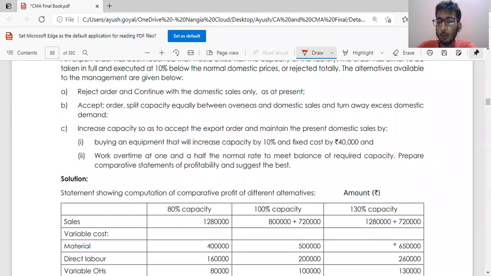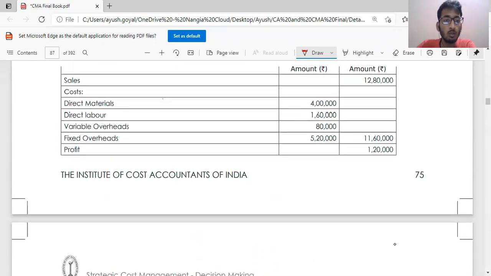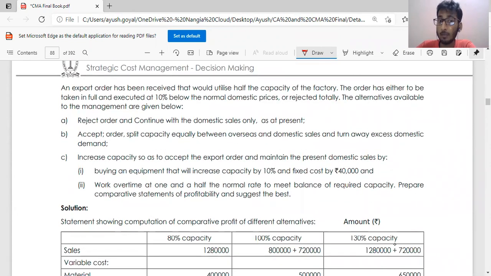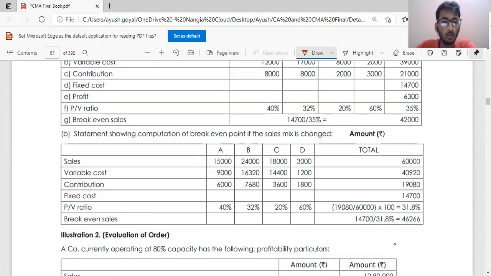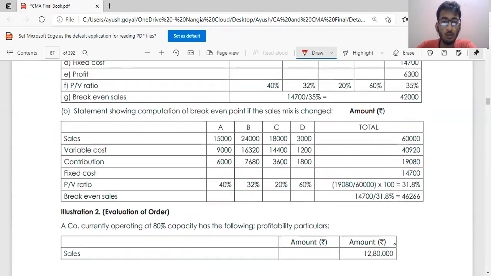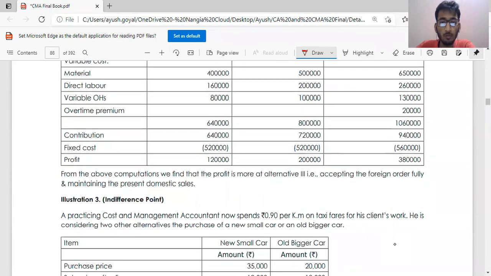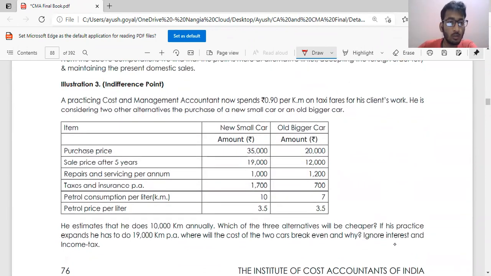I think this question is related to decision making, because we need to check whether we should accept the order or reject the order, or what we need to do. So this is related to decision making. We'll do it when we solve the questions related to decision making. So we have done question one. Question two is related to decision making. Question three, indifference point. So let's do this question as well.